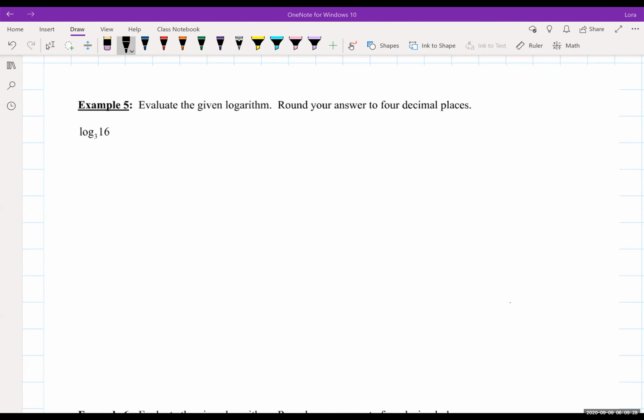Now we revisit evaluating a given logarithm. We can take our old technique from the previous examples, and if we don't know the value of the logarithm, we could set it equal to x and then maybe rewrite it in exponential form and see if anything comes out of this. So if we were to do this, this would be saying 3 to the x equals the argument, which is 16.